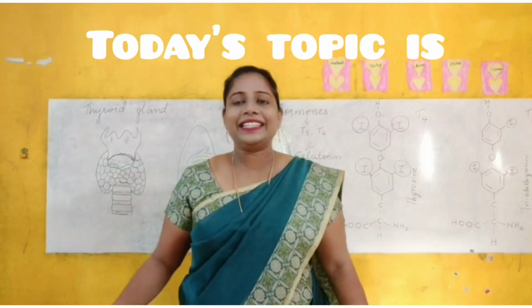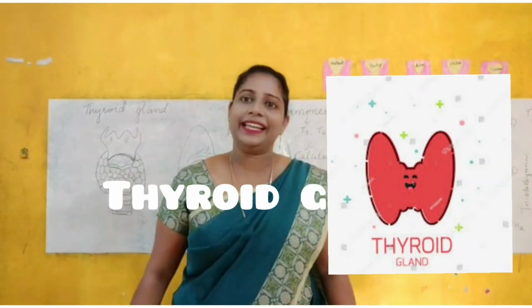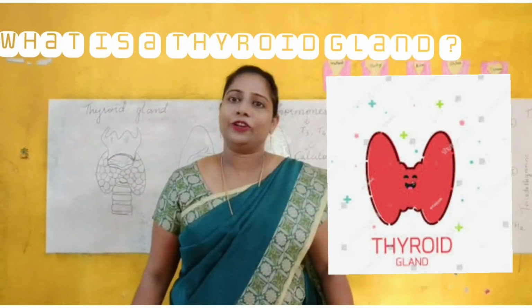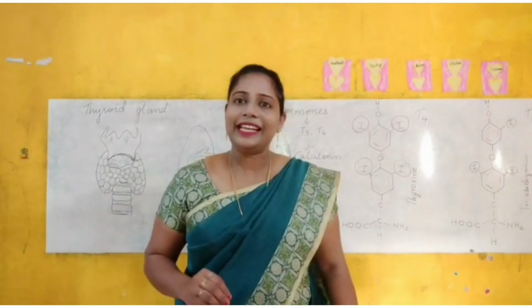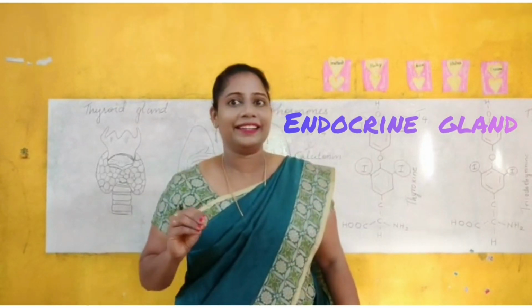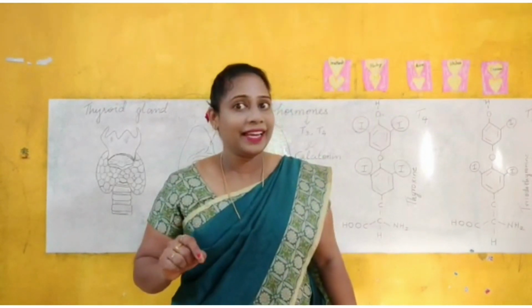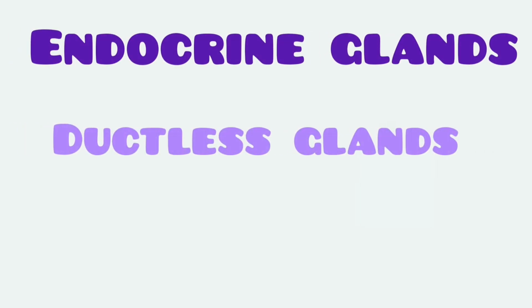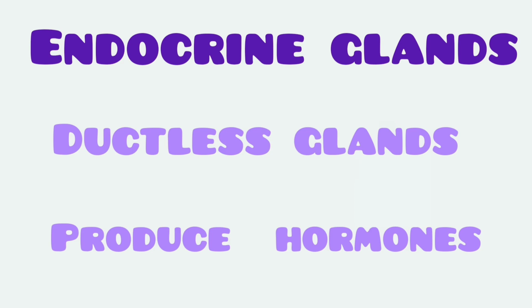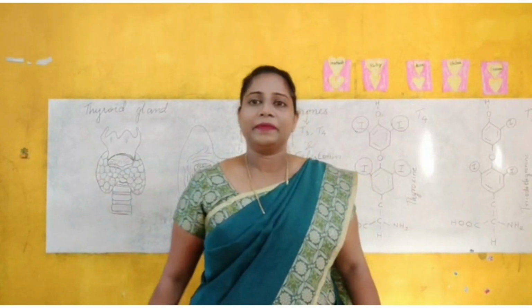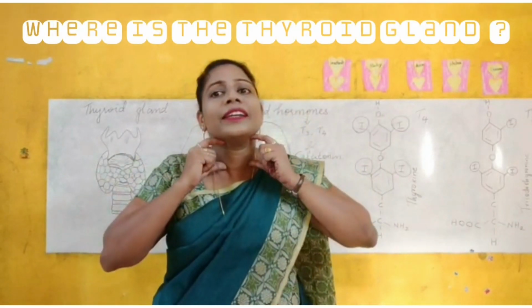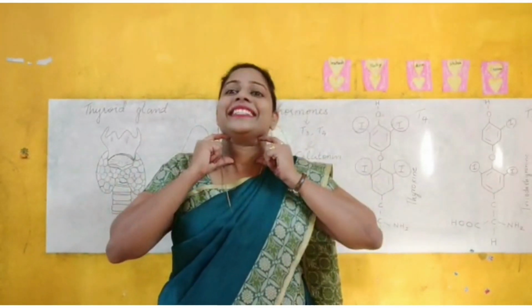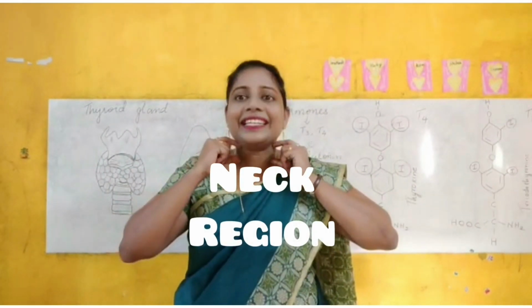Today we shall discuss in detail about the thyroid gland. What is a thyroid gland? Thyroid gland is an endocrine gland. When I say endocrine gland, what comes to your mind? Yes, these are ductless glands and they produce hormones. Very good. Now, where do you find this thyroid gland? Yes, they are found in the neck region.